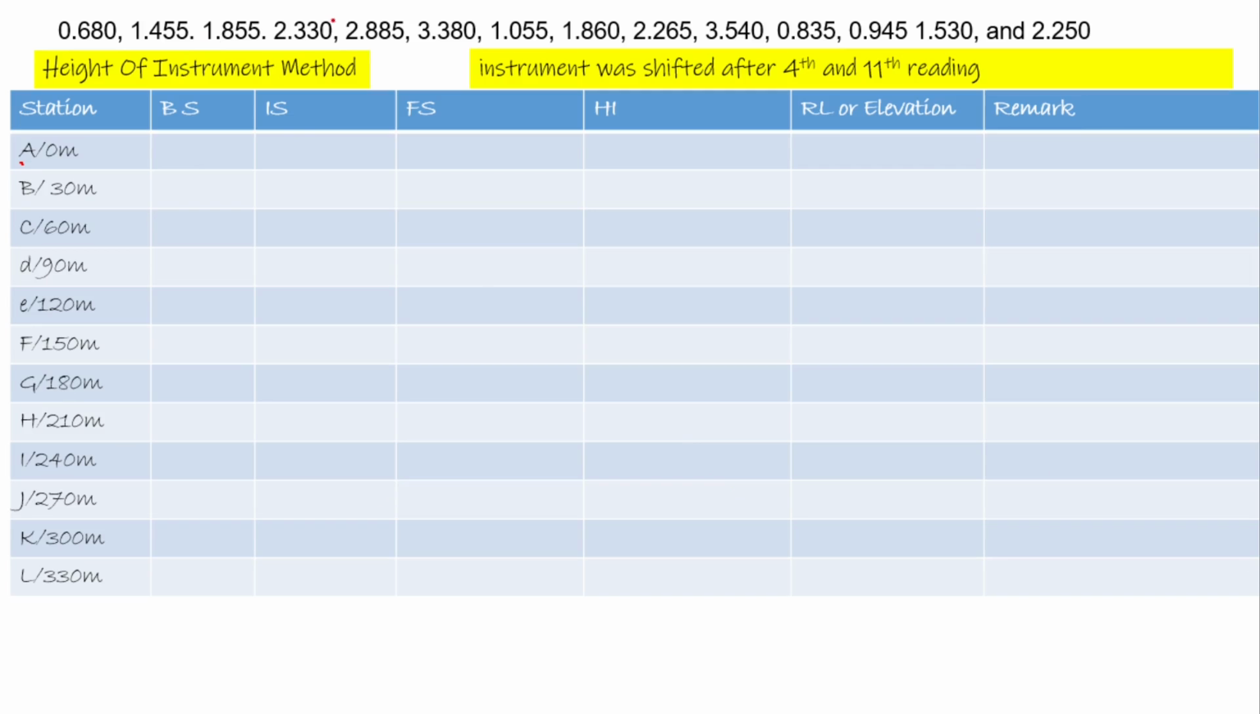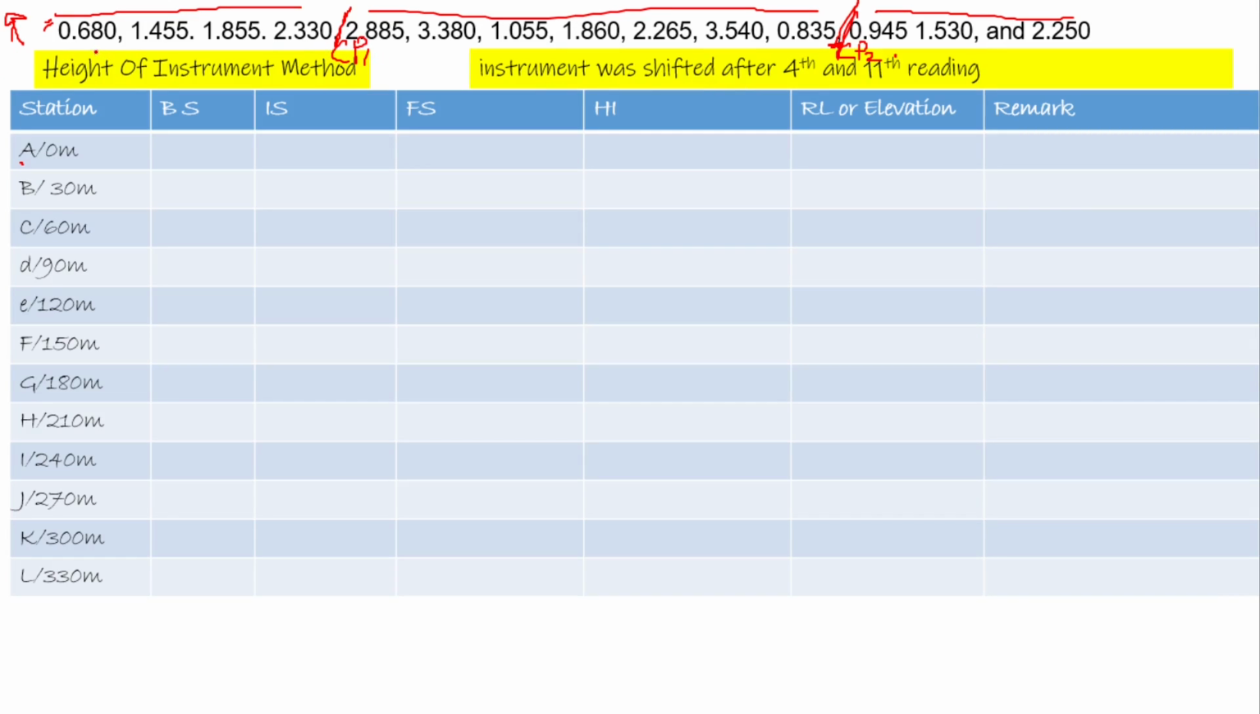Now it was our change points, the 4th and 11th readings. So you can see it is our first setup, this is your second setup, and this is your third setup. This is CP1, change point 1, and this is change point 2. In this problem, we have set our instrument three times. First, we take this reading, then we shift our instrument here, and the third time we shift our instrument at CP2.